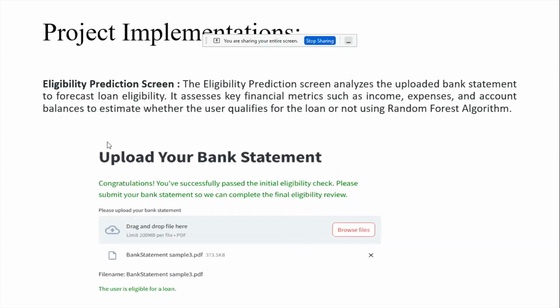And the final one is the eligibility prediction screen. The eligibility prediction screen analyzes the user's financial metrics such as income, expenses, and account balance using the random forest algorithm. This screen provides an initial loan eligibility estimate based on the patterns identified in the bank statement. The algorithm considers factors like income stability and spending consistency, which are critical for making a fair and accurate prediction.